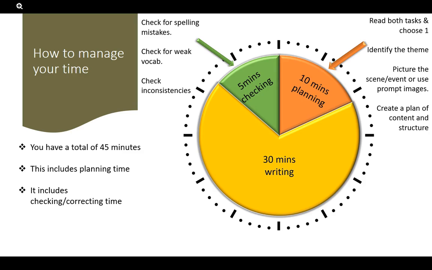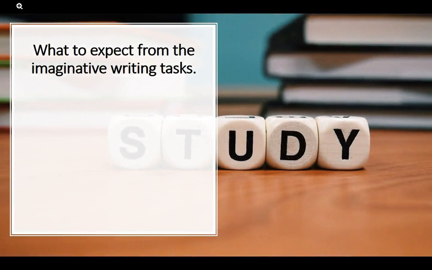Check the tenses. Remember, you shouldn't be changing tenses within a single paragraph. You should be staying in the same tense and then changing tenses in the next paragraph if you want to change. So check your tenses, check your verb subject agreement, check your use of pronouns as well. All of those things that can make a piece of writing seem a little bit inconsistent. All right, so that's how you go about managing the 45 minutes that you have available for it. Let's go on now and look at what to expect from the imaginative writing task.